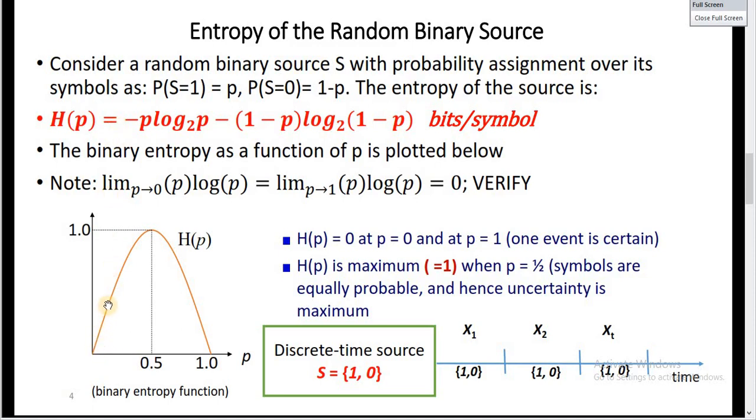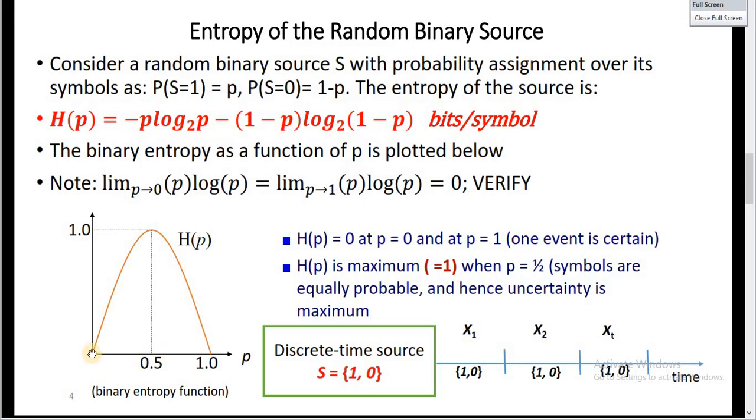In this figure, we plot the entropy function H of P as a function of P, which is the probability of 1. We see that when P equals 0, the entropy is 0. When P is 1, the entropy is 0. And when P equals 1/2, the entropy is maximum. We also notice that the entropy function is concave and attains its maximum value when the symbols are equally probable.